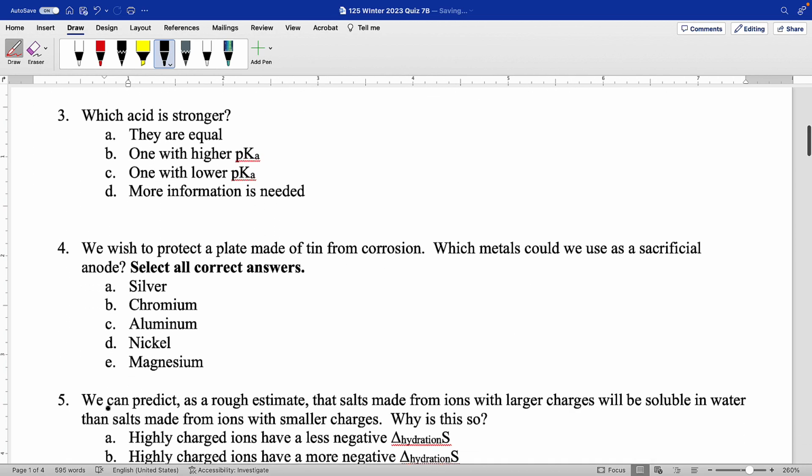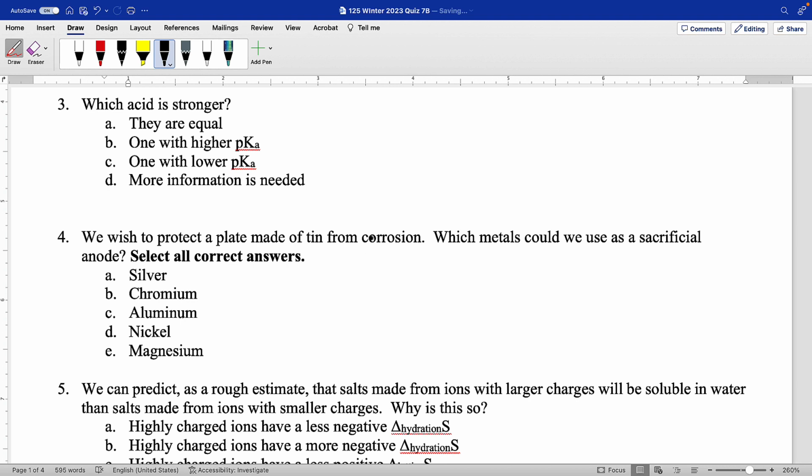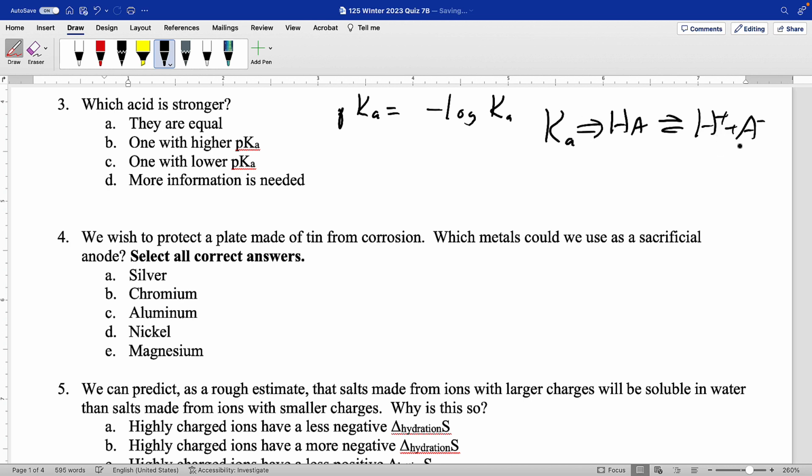Which acid is stronger? Well, pKa is equal to negative log of Ka. And Ka is our equilibrium constant for an acid dissociating in water to form the anion and the hydrogen ion. So with that being the case, we can see that if we have a bigger Ka, we're going to have a greater tendency to be a stronger acid. We're going to give off more hydrogen ion.